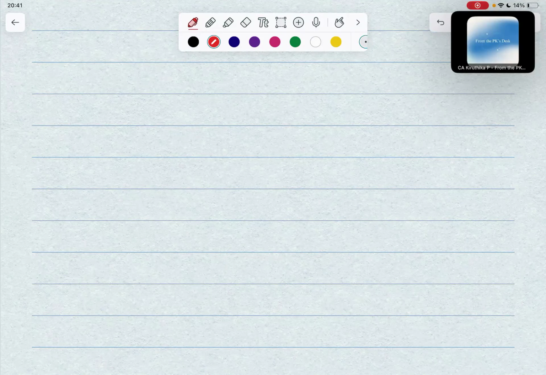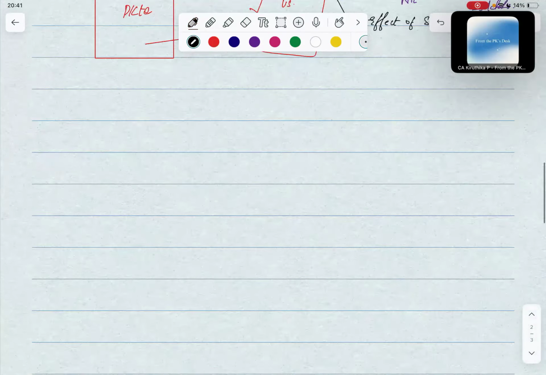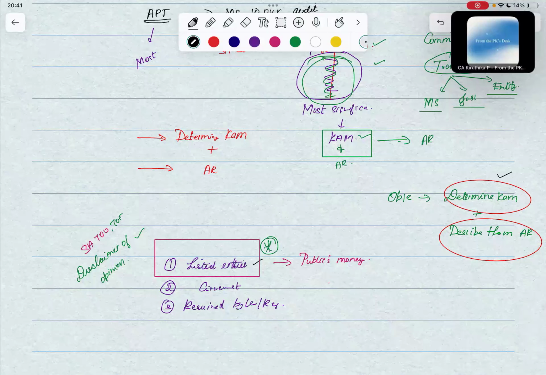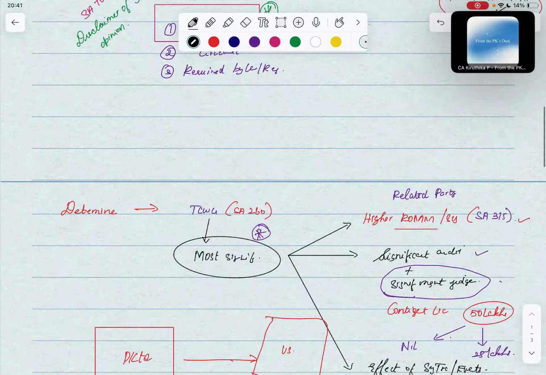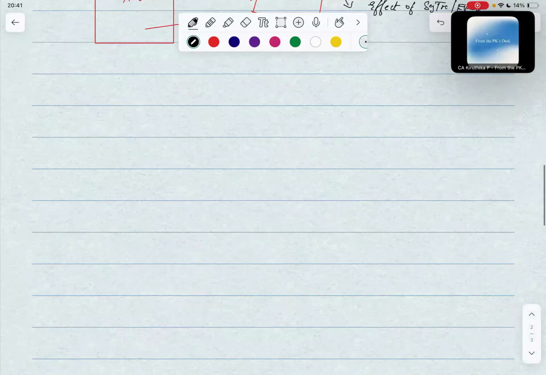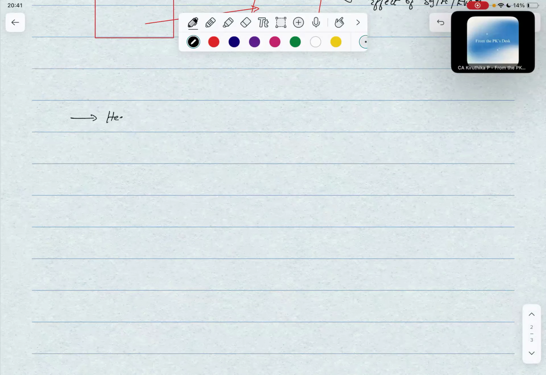Now, coming to the objective, what are the two objectives? Number one is determining KAM, which we have covered now, right? Number two is we have to describe them in the audit report, right? So how this should be included in the audit report will be the very next question. Firstly, what should be the heading? You've already discussed this in SA 700. Please tell me. Yes, key audit matter. This is the heading. Good.